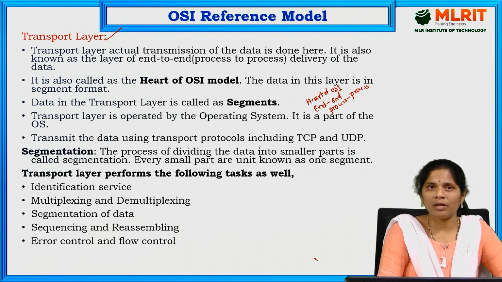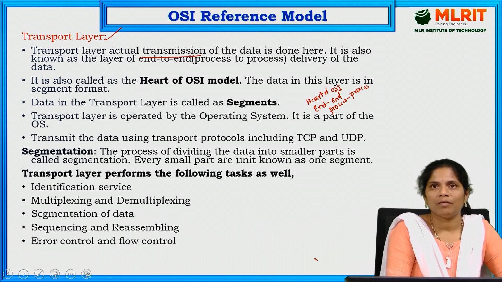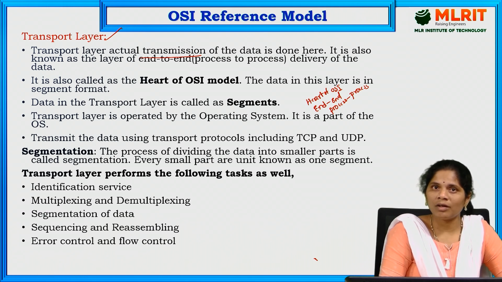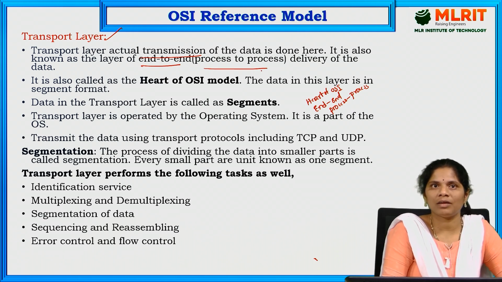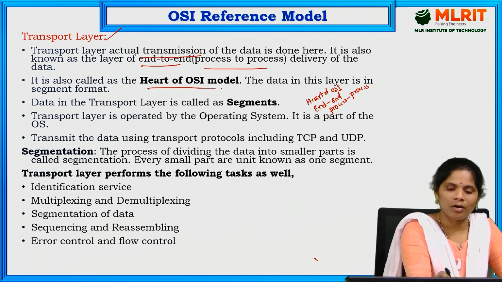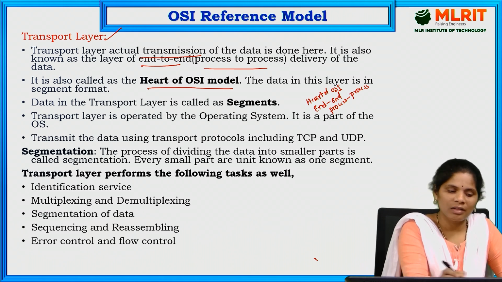The main work of the transport layer, as I already told you, is transmitting the data. Whatever data there is, that data is transmitted through the transport layer only. It is also known as the end-to-end layer or process-to-process layer for delivering the data. It is called the heart of the OSI model. The data is sent in the format of segments.